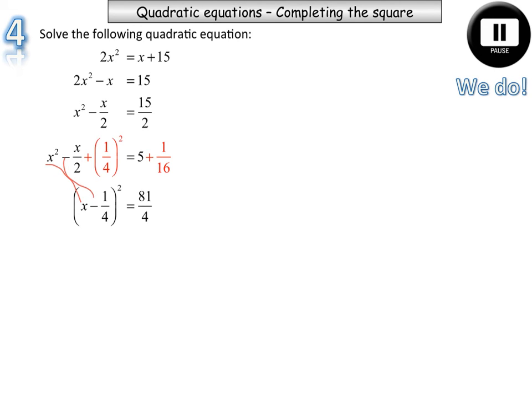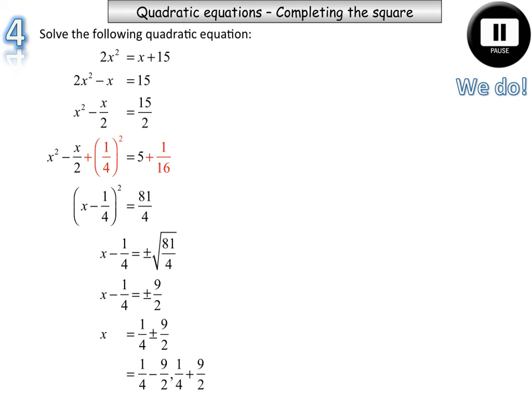There's the negative, and what we ended up putting in that brackets goes in there. Working this out, and I get 81 over 4. Square root both sides, get the negative a quarter to the right hand side, and then working that out. Two solutions, I get negative 4 1/4 or 4 3/4.